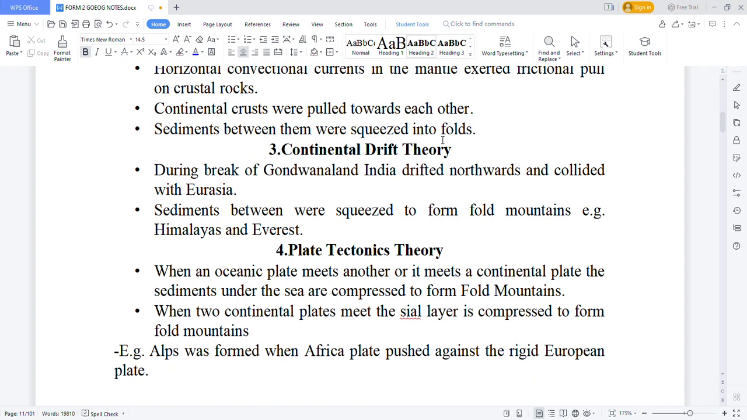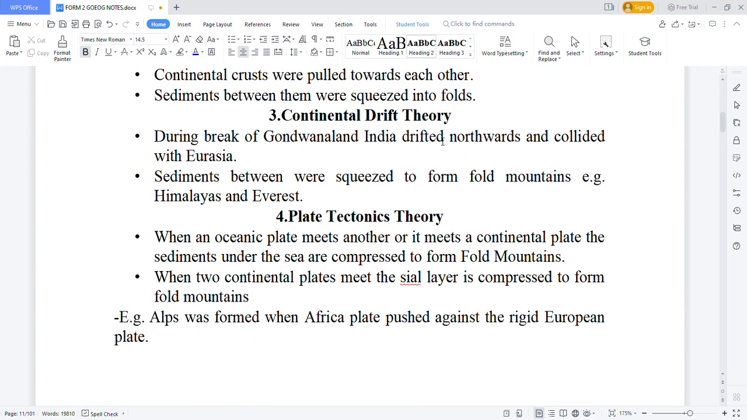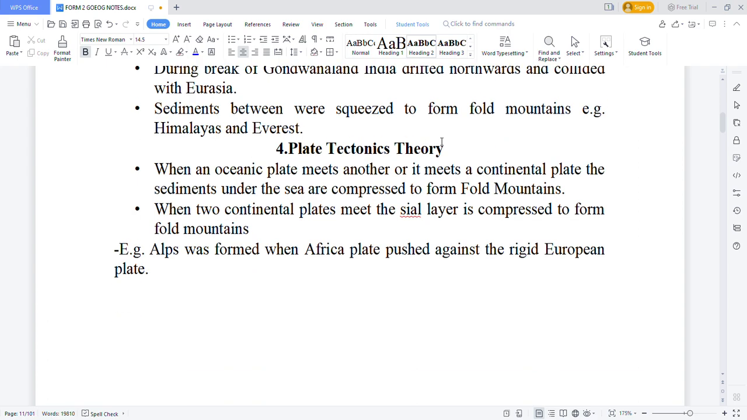Number 3 is continental drift theory. Continental drift theory says during the break of Gondwana land, India drifted northwards and collided with Eurasia. Sediments between were squeezed to form fold mountains, e.g. Himalayas and Everest.